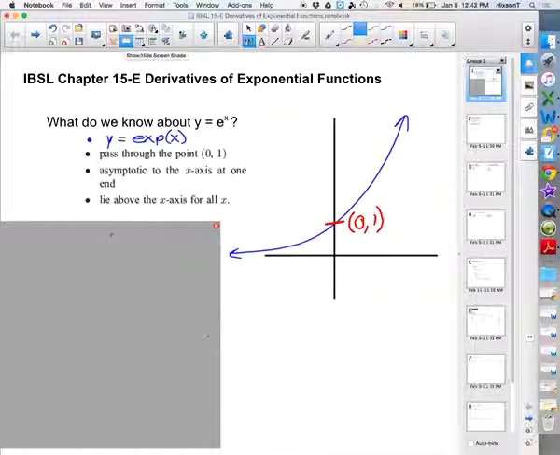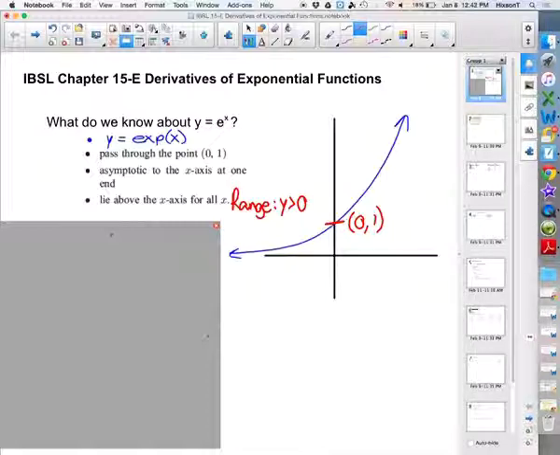There is an asymptote on one side, at the x-axis, and it's going to be above the x-axis. In other words, the range is that y is greater than 0. Just a couple things to kind of refresh our memories about what the exponential function is.